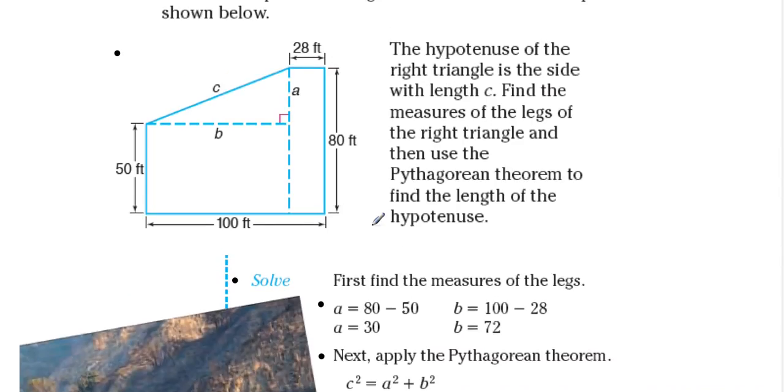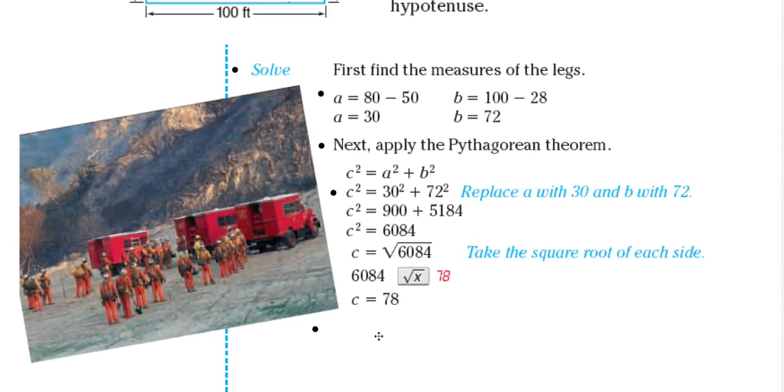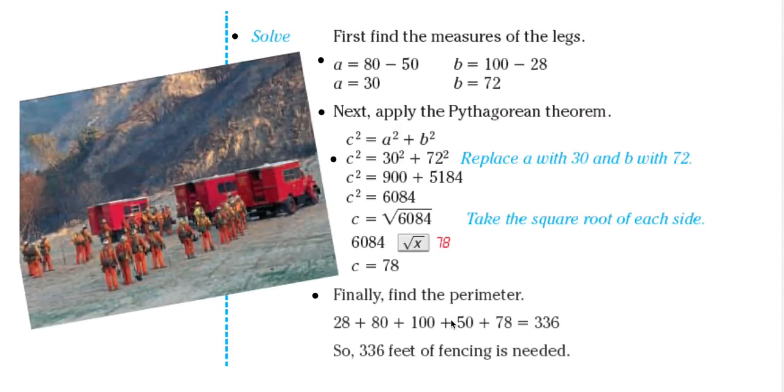But we're not done because we're asked to find the perimeter. Now we need to add up all the sides. And when we add up all the sides, this is what we come up with. The perimeter of the fence is 336 feet. So 336 feet of fencing is needed.